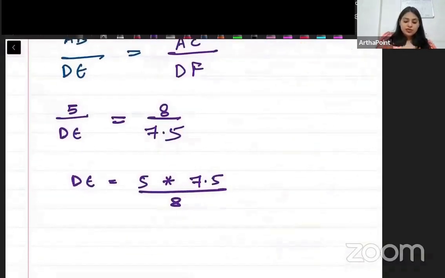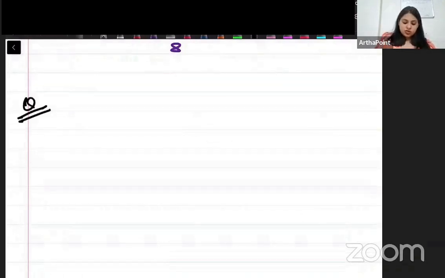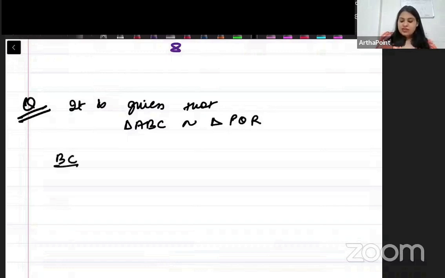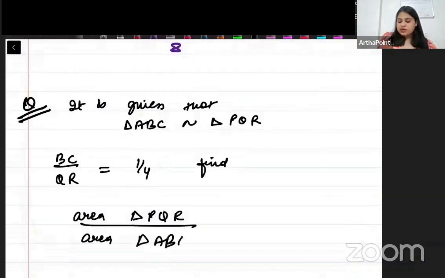Okay. Now let us go to the next question, beta. So this question says that it is given that triangle ABC is similar to triangle PQR and BC by QR is 1/4. Find area of triangle PQR by area of triangle ABC. This is what you have to do in this question. I'm not giving the options. There are 4 options, right? So now just think about this, beta.